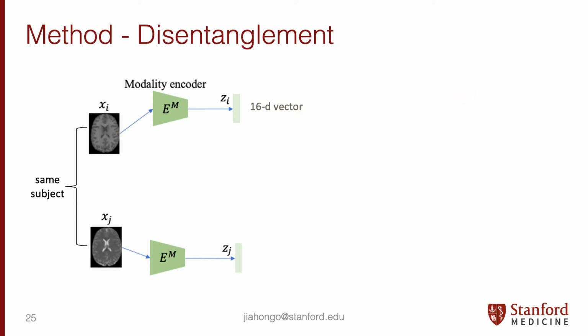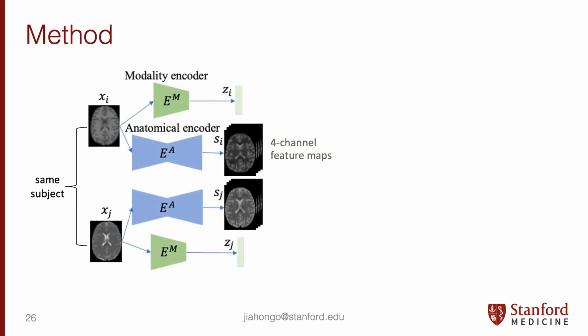And here comes our proposed method. Here, xi and xj are two MR contrasts from the same subject. They go through the modality encoder to achieve the modality representation z, which is a 16-dimensional vector. At the same time, xi and xj go through the anatomical encoder to achieve the anatomical representation S. And in our method, S is a 4-channel feature map of the same size as the original input image.